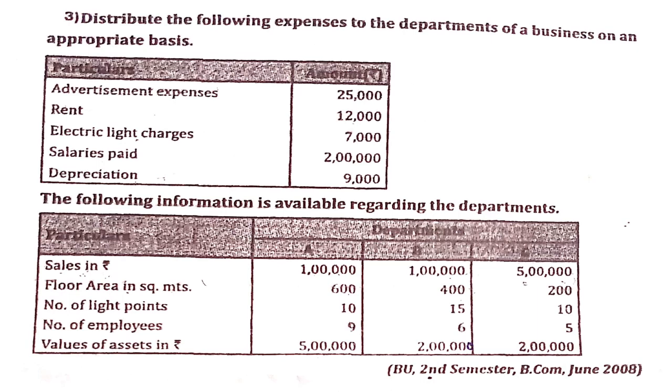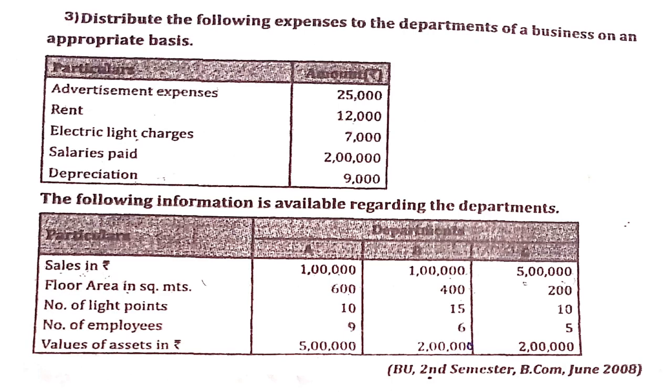And next comes electric charges, electric light charges. Electricity charges is an expense incurred for the business. As I told, whenever you see electric charges, you have to check three things. First, whether meter reading information for all the three departments is given or not. If meter reading information is not given, then you have to look at the number of light points. If that is not given either, then you have to look at the area occupied.